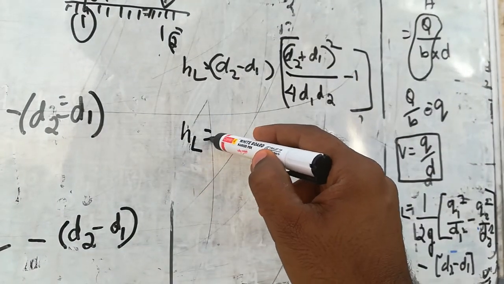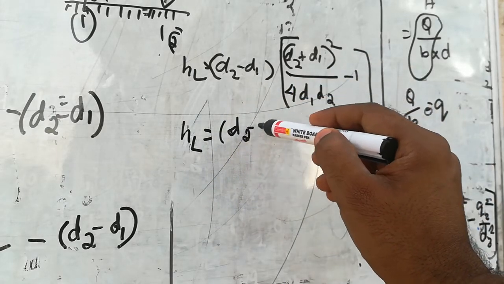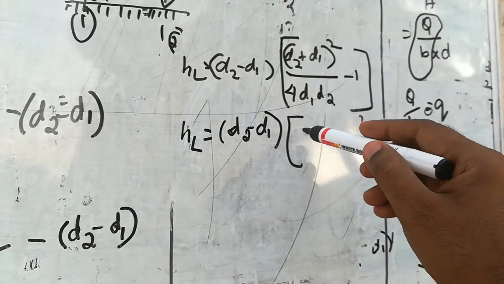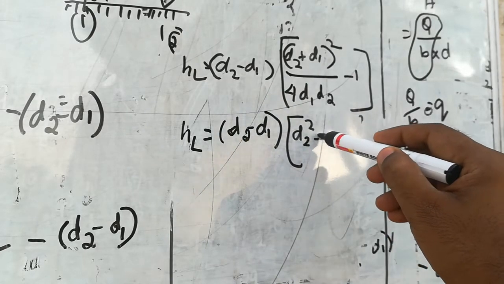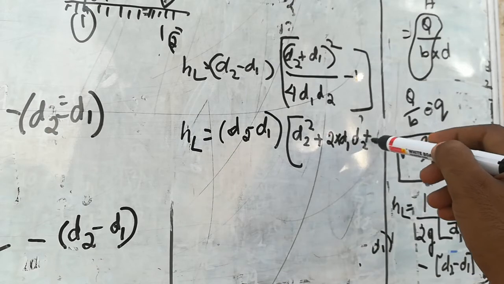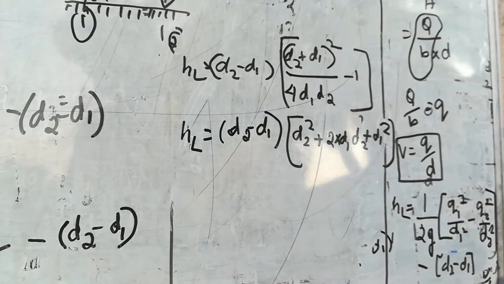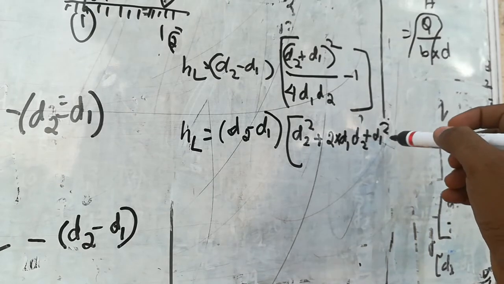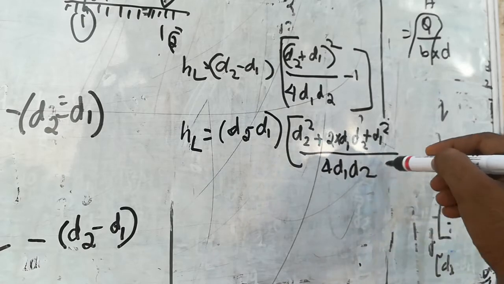Energy loss is equal to d2 minus d1, this one a plus b whole square, d1, d2 square, 2 into d1 d2 plus d1 square, divided by 4 d1 d2 minus 1.